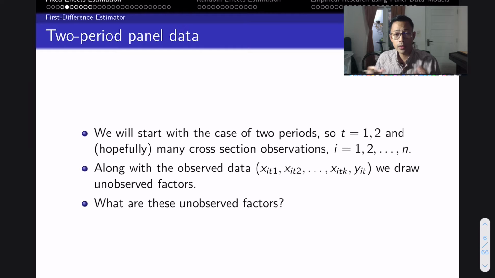Now, along with this observed data, this is the data that we as researchers observe. We also draw unobserved factors. And so what are the unobserved factors?